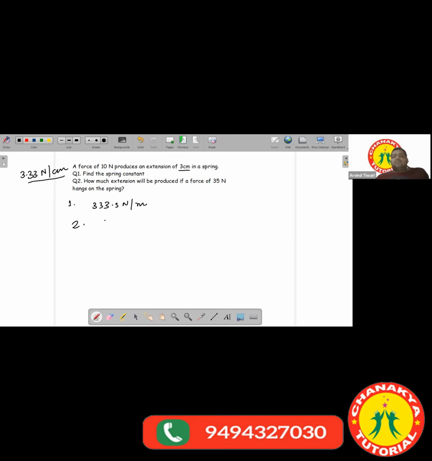For the second one, you again use the formula F equals Kx. F is given as 35 Newton. K we know, as we have got, 1000 by 3 or 333.3 that you can write down. Multiply it by x. So we want x here. So 35 multiplied by 3 divided by 1000 will be equal to x. So how much is the answer?